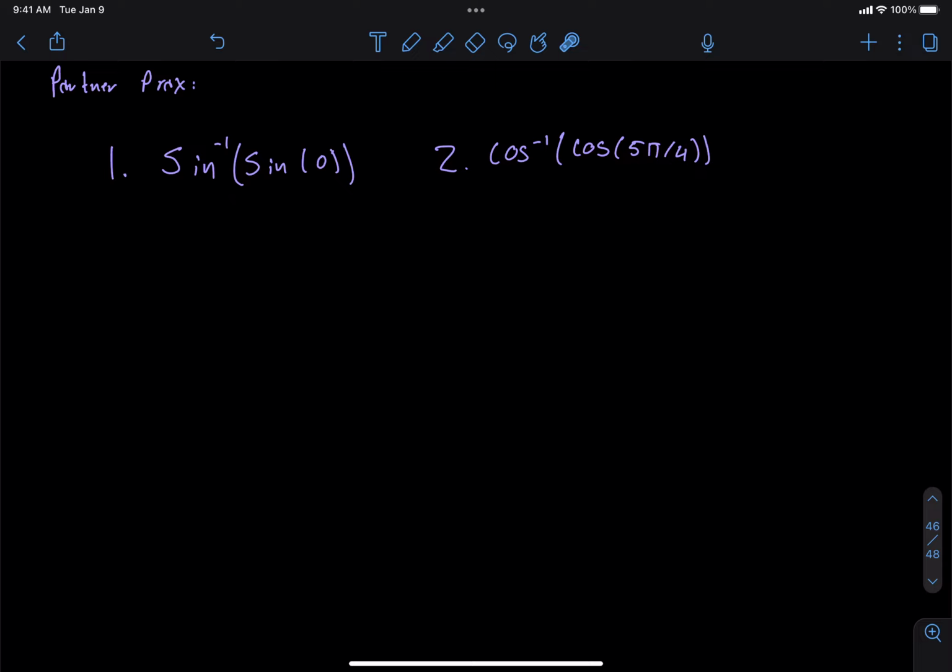This is a 45, 45, 90 triangle. This is going to be negative square root 2 over 2. Negative also. Okay.